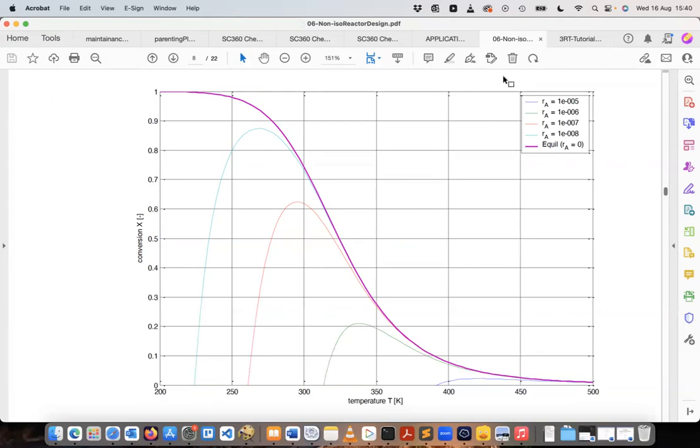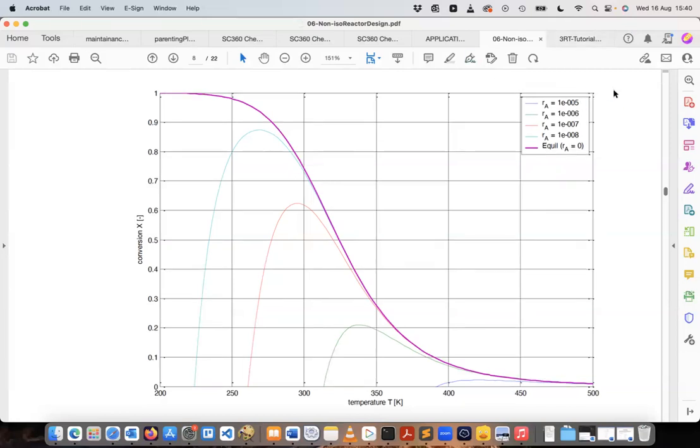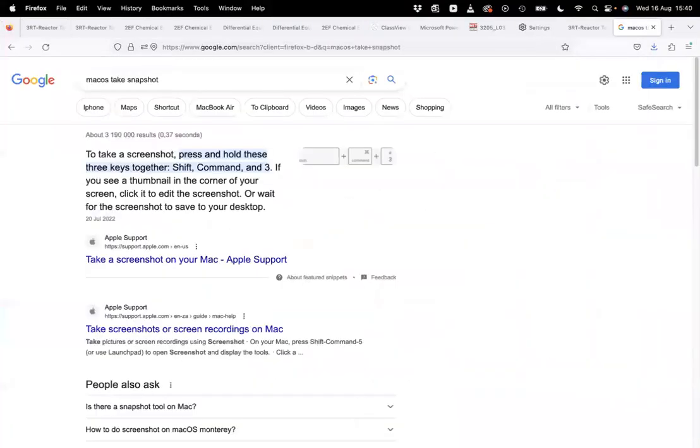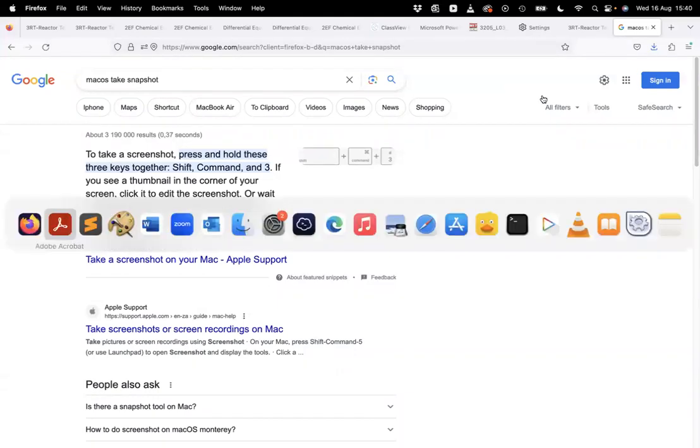So let's copy this across. I think it's Shift 5. How do you do snapshots on a Mac? I Googled it just now. Shift Command and 3 is not good. I think it's Shift Command and 5.